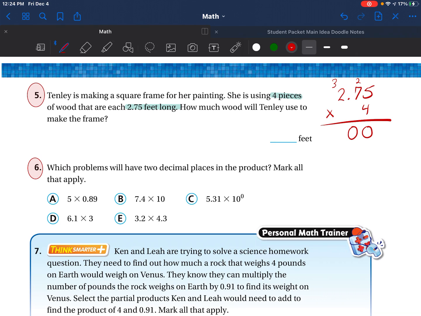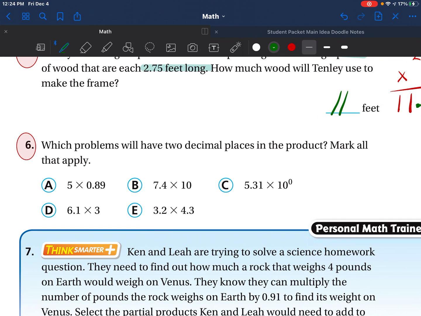4 times 2 is 8, plus 3 is 11. And now we place our decimal. We have 2 places, so we go 1, 2. So it looks like she is going to need 11 feet of wood in order to make 4 shelves. Or frames, sorry, that's my fault. Different problem I was thinking of.